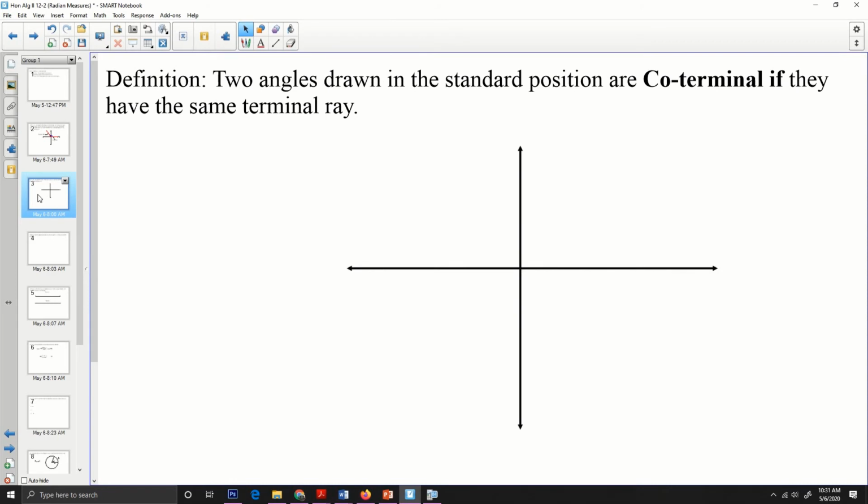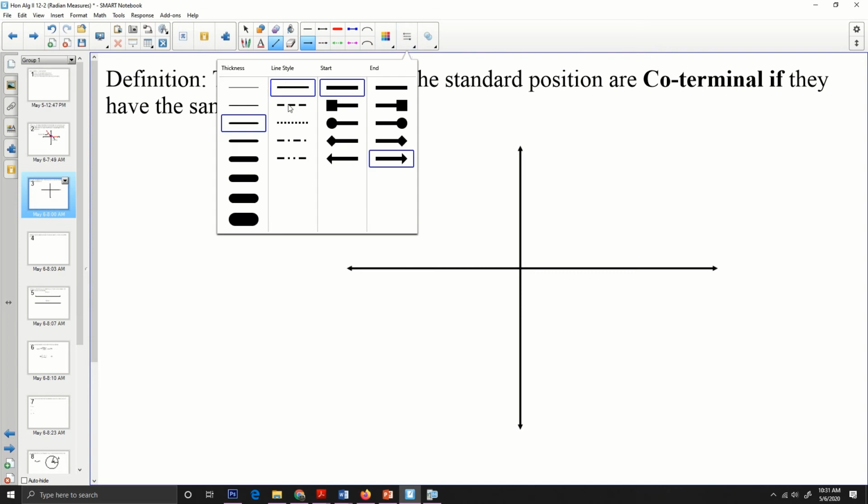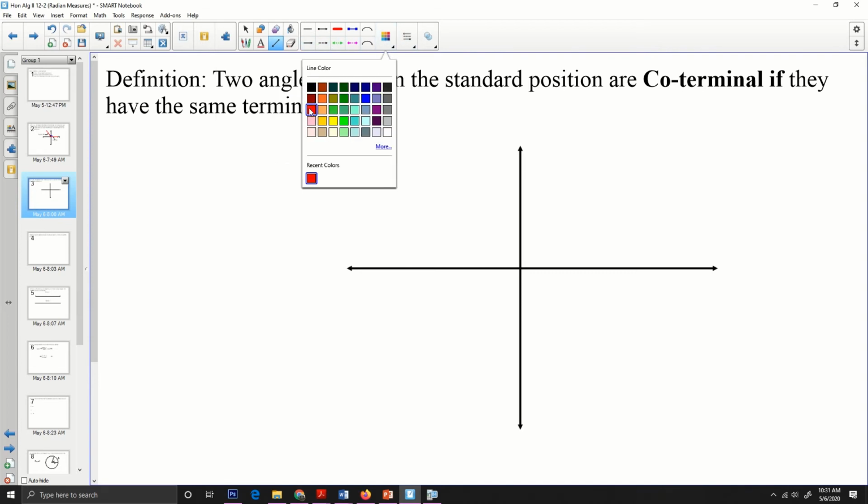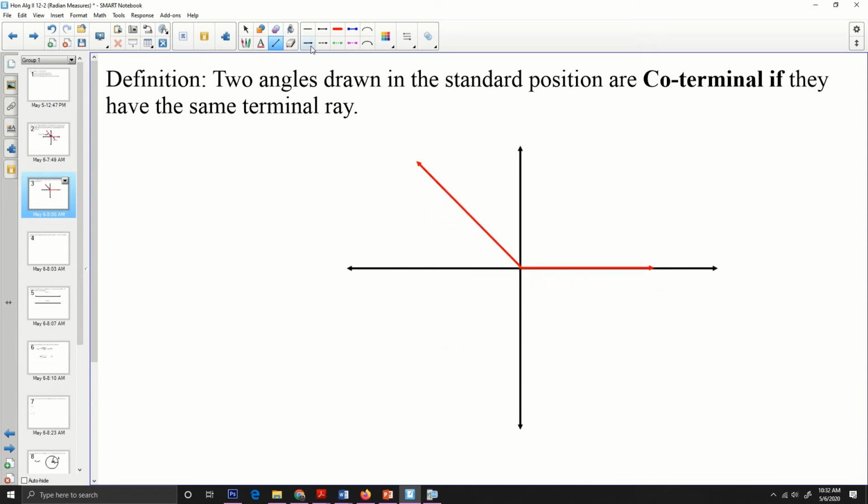Definition: two angles drawn in the standard position are coterminal if they have the same terminal ray. So if I grab, let's see here, let's grab an arrow. Let's change it smaller. Let's make it red. And we start here with our first angle. We can have a coterminal angle if we start here and move negatively to this portion right here.